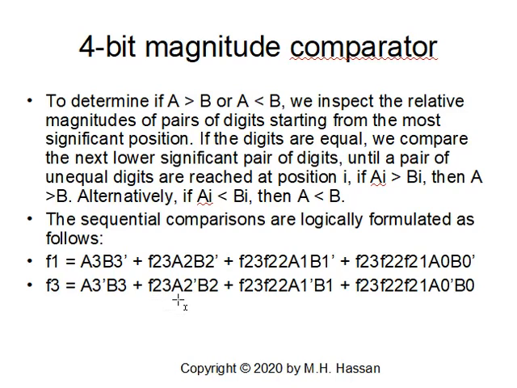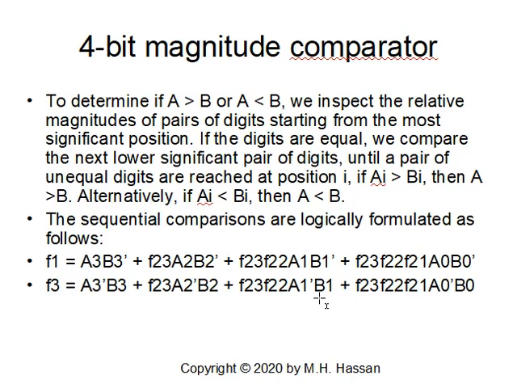So the next two digits we test are A2' B2. The next two digits we test are F23 and F22, and we need A1 to be less than B1. So it will be F23, F22, A1' B1. And the last test, which is the least significant bit, we need A0 to be less than B0. And F23, F22, F21 means the most significant three bits in the two numbers are equal.